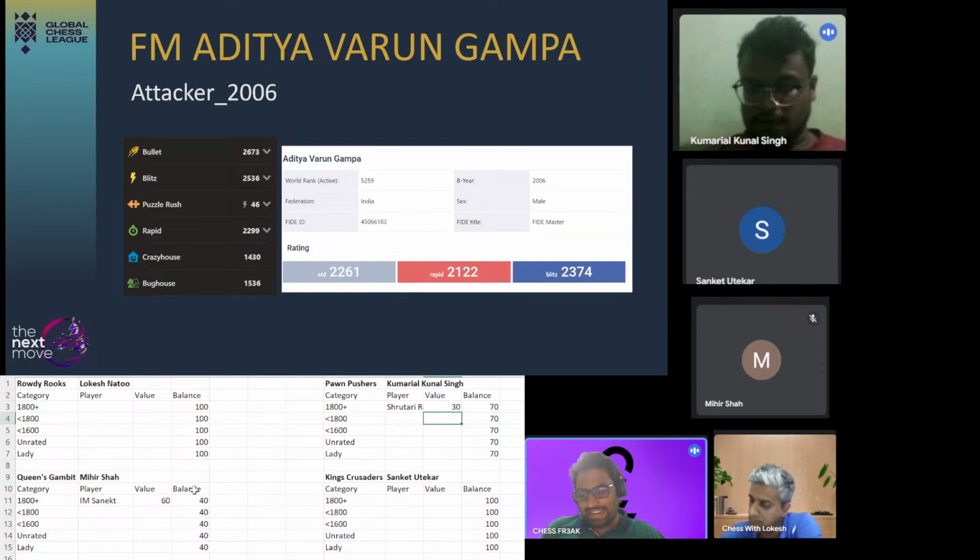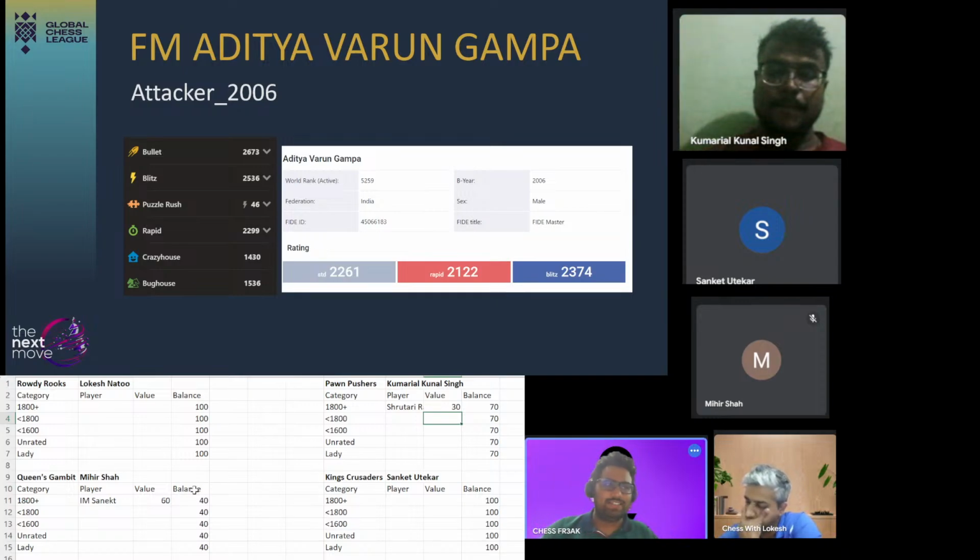Gampa is Harry Kane, 40 max. That is what the chat has said. But Dosto, he's already at 46 to Sanket. Lokesh, do we see any more bids for Gampa? He's currently being sold at 46 to the Kings Crusaders.